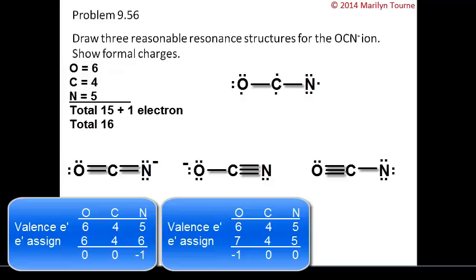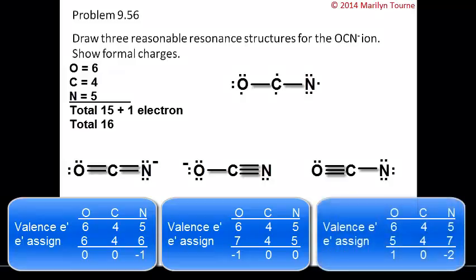Let's see, first of all, if this makes sense. Do we have everybody with a filled octet? Oxygen has 2, 4, 6, 8. Carbon has 4 bonds, so that's 8. And nitrogen has 2, 4, 6, and then one pair that it's sharing, so that's 8. Okay, do we have 16 electrons? 2, 4, 6, 8, 10, 12, 14, 16. We have 16 electrons. Okay, so let's see what the formal charges are for everybody here.